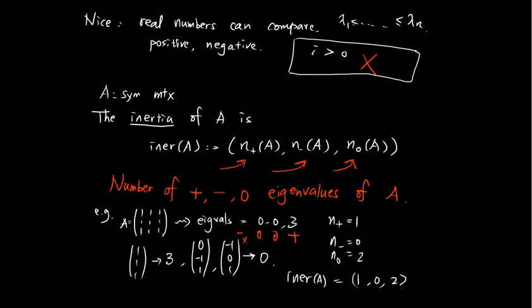Numerically, 0 is not always equal to 0. It is hard to tell whether something is really equal to 0. So now we are going to provide a way to obtain an exact algorithm. Exact means precise.